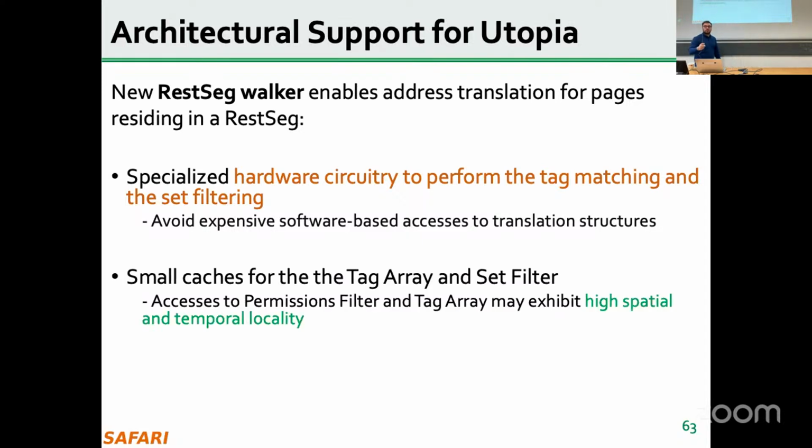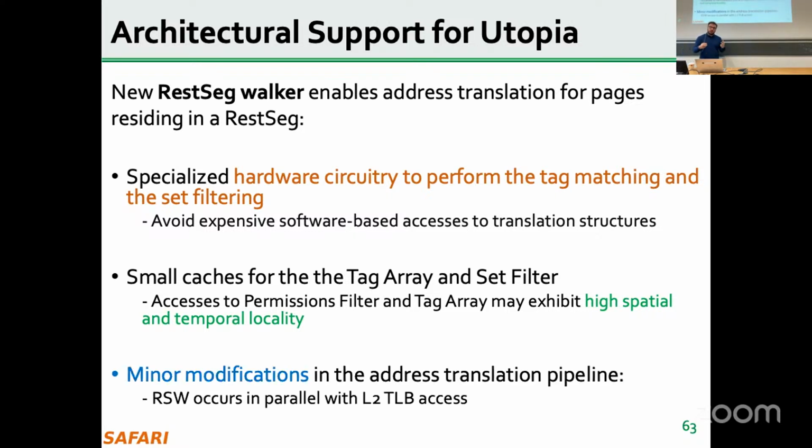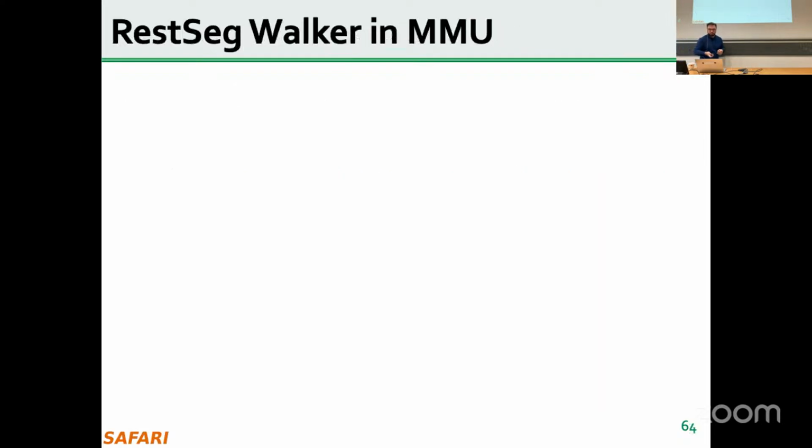Second, we have very small caches for the tag array and the set filter. This way, we try to exploit any temporal or spatial locality from these data structures, which might be very small in size. And third, we do minor modifications in the address translation pipeline. For example, in this scenario, the restrictive segment walk occurs in parallel to the TLB access, which I will describe.